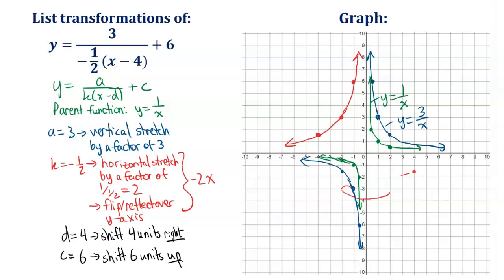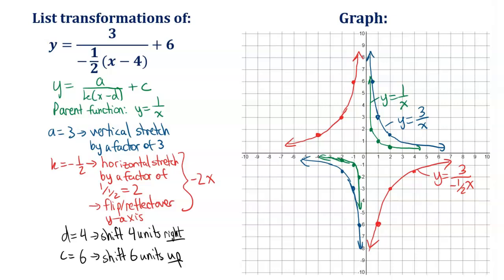And so you can see that that first point becomes 4, negative 1.5. Next point becomes 2, negative 3. And the final point there becomes 1, negative 6. And so we draw our curve through those 3 points, and that is the other side of the hyperbola, the other side of the reciprocal function. And so this is with the a and the k value applied. So this is 3 over negative 1 half x.